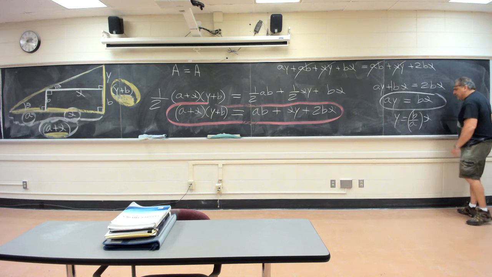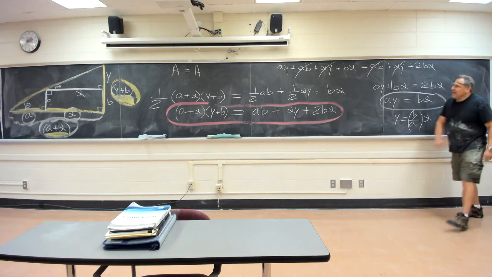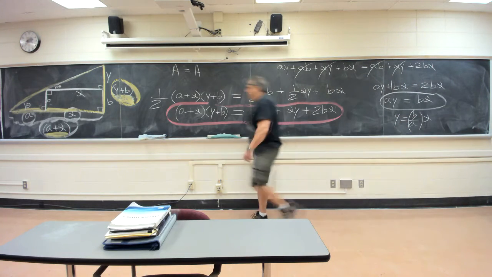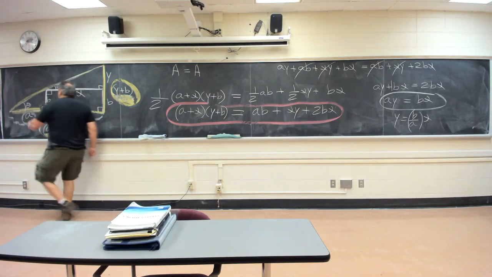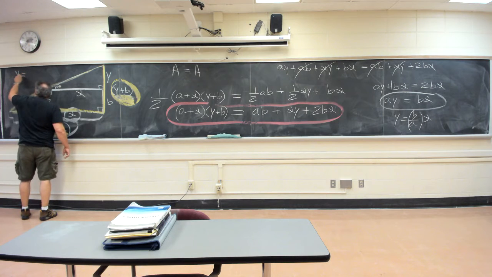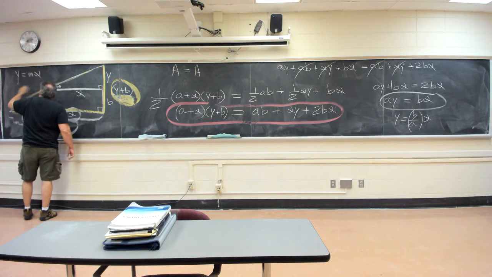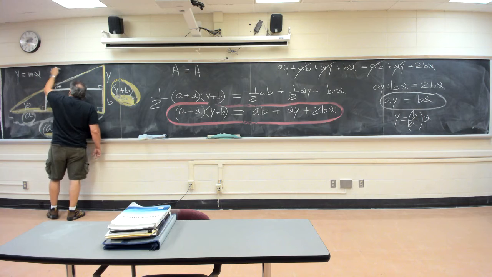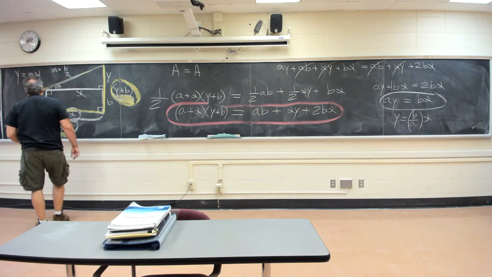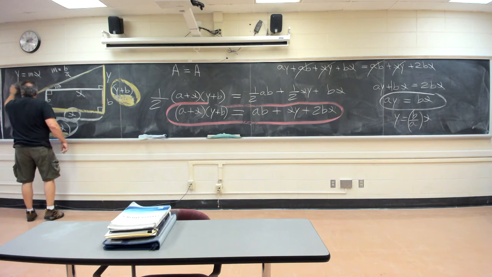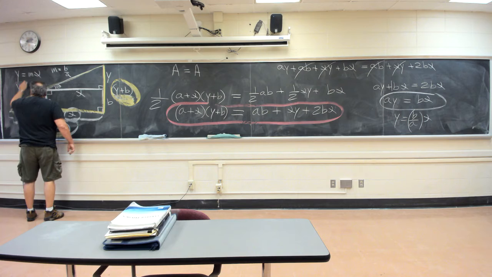Let me divide by A on each side. Wait a minute, that's the slope. That's that slope we said it was earlier. We said y equals mx plus b. It didn't matter which one it was. Y equals mx plus b. M happened to be the rise over the run. B over A.